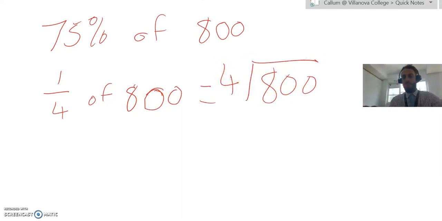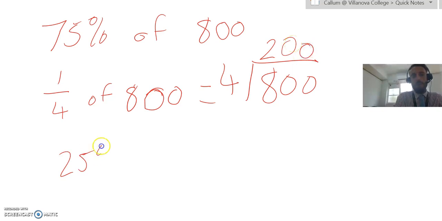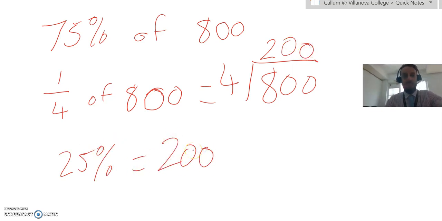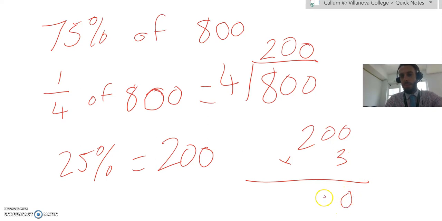Now, I like the algorithm, so I like chucking it in a nice algorithm for me. And I just ask myself, how many times will 4 go into 8? It will go twice with no remainder, and then I'm just going to add those two zeros on. So I know that 25% is equal to $200. And to get to 75%, if I do 200 multiplied by 3, 3 times 0 is 0, 3 times 0 is 0, and 3 times 2 is 6. So I know that 75% of 800 is 600. Now, I wasn't asked for dollars in that question, so I don't need to put a dollar sign in my answer.